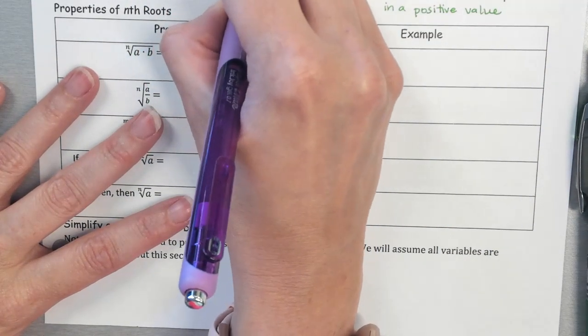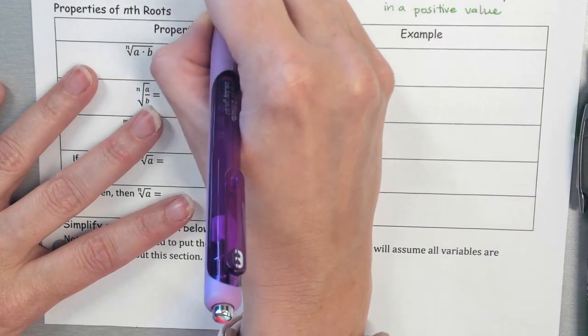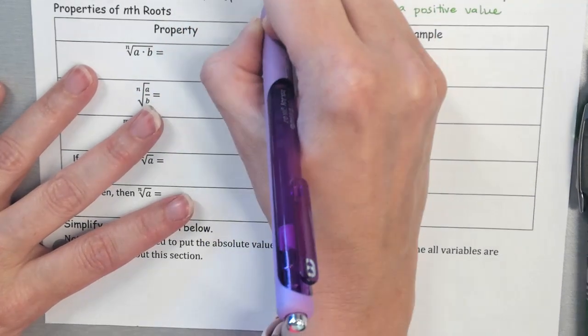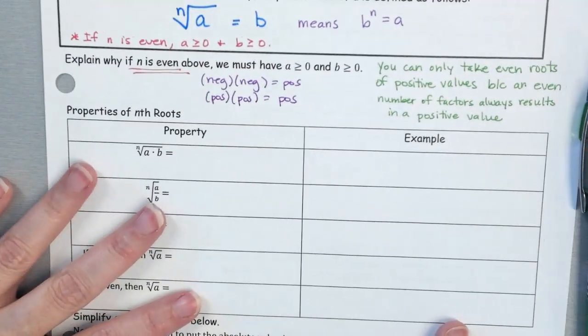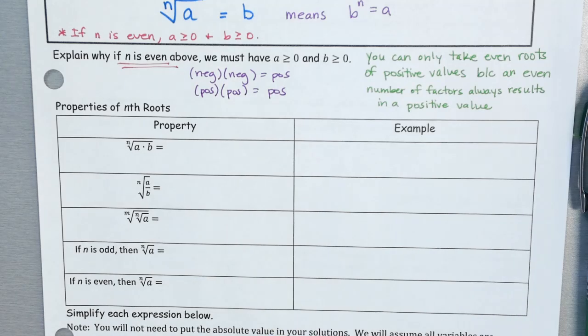Okay, so a negative times a negative is a positive. And then a positive times a positive is a positive. That's what this means. And that's why it's not true for odds, because a negative times a negative times a negative, that is a negative. A positive times a positive, that is a positive. So that's why they're allowed to have both signs.